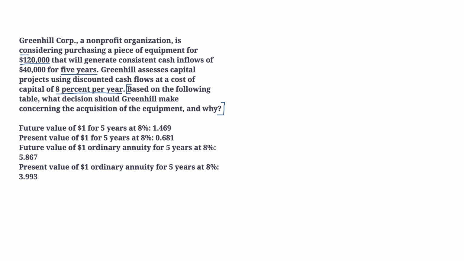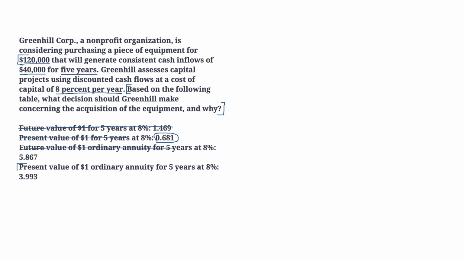So we know that $120,000 is the initial investment. We don't have to find its present value because we're spending it today, so $120,000 is the present value. But we do need to find the present value of this $40,000 ordinary annuity for 5 years. So the future value of $1 is irrelevant. Also, the present value of $1 is irrelevant because we're not trying to calculate anything for the lump sum. We just have this ordinary annuity. So we're not focused on this either. And we don't need to calculate anything future value for an ordinary annuity.